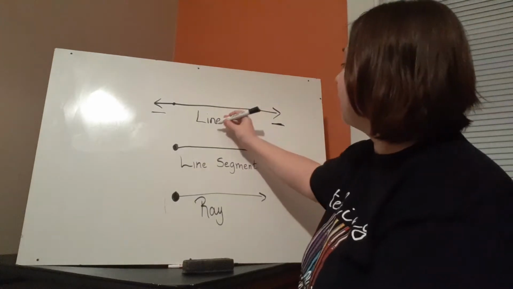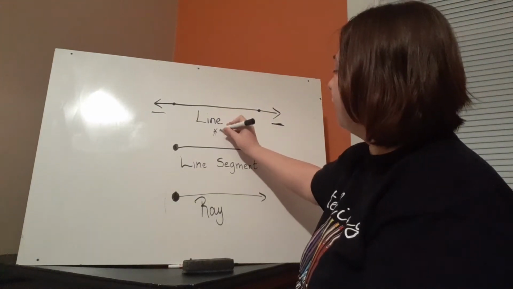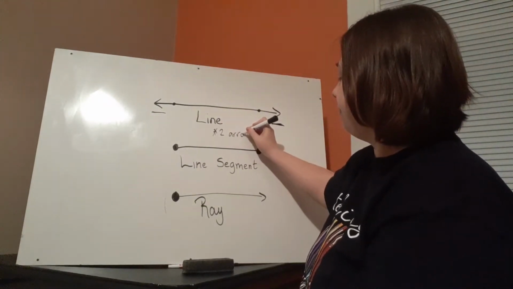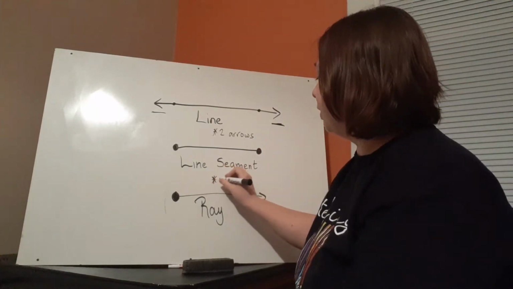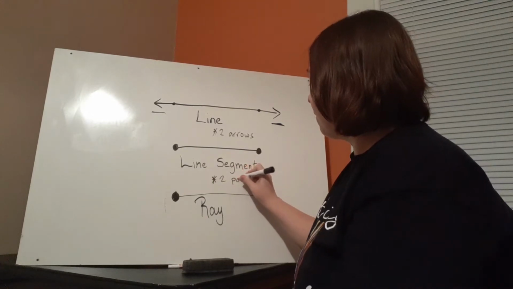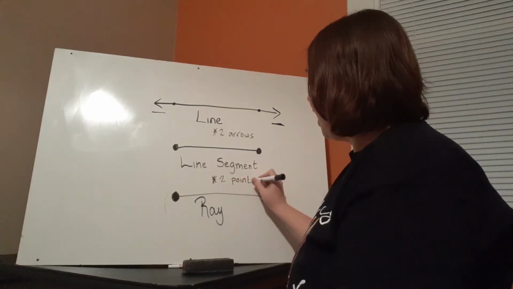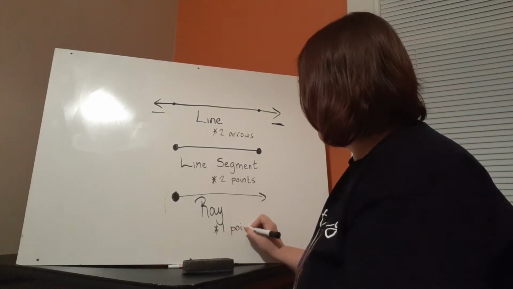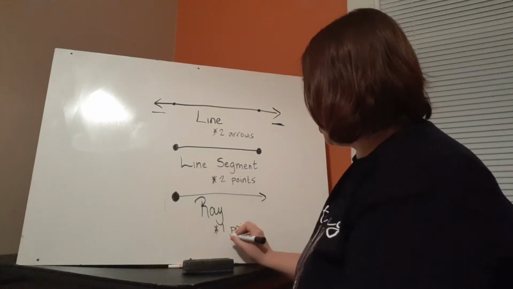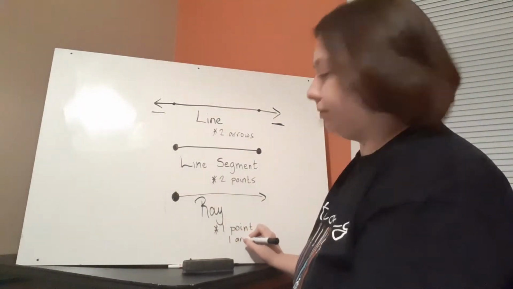So again, when we talk about lines, I'm looking for two arrows. When we talk about a line segment, I'm looking for 2 points. And when we talk about a ray, I'm looking for 1 point and 1 arrow.